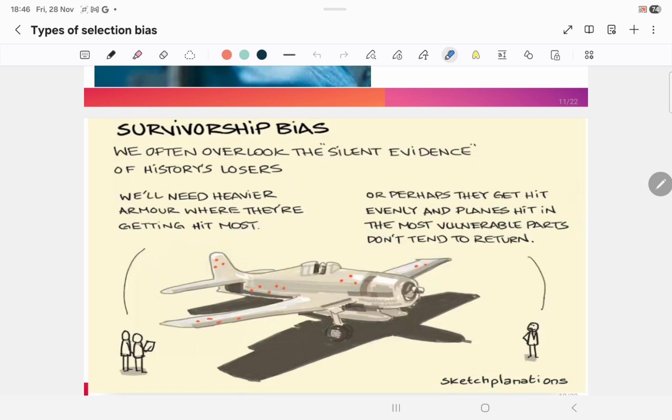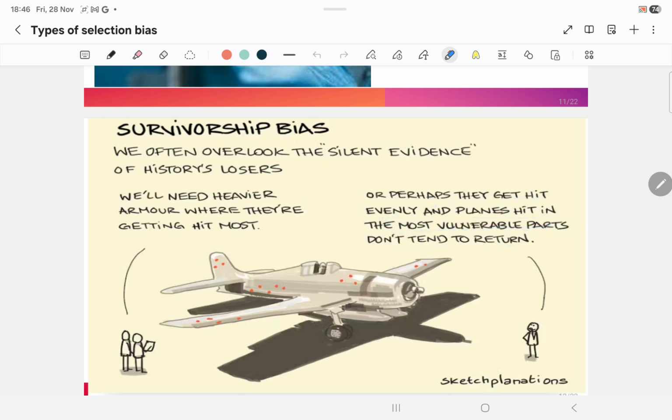So all the people thought that we need heavier armor. We need to protect this airplane where they are getting hit most, like this area, this area, this area. They want to protect their planes at these areas more. But a statistician came and said that perhaps they get hit evenly and the planes hit in the most vulnerable parts don't tend to return.